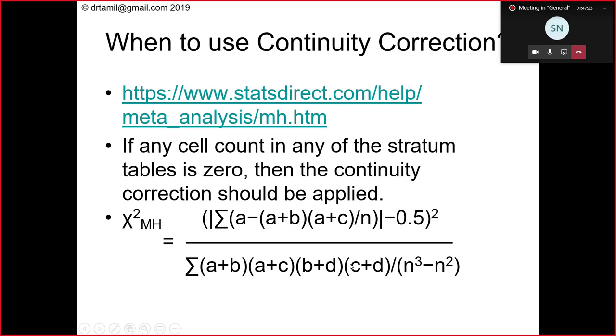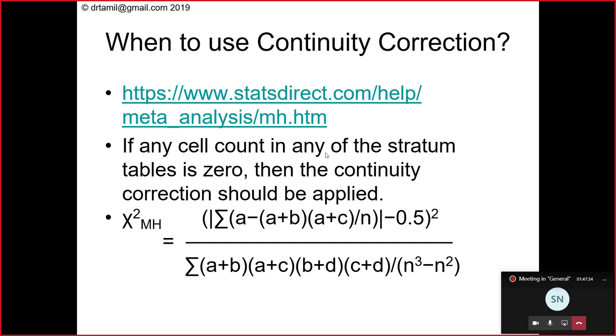Okay. So, doctor, when to use continuity correction? You only use the continuity correction when any of the cell counts in the stratum is zero. Then you do continuity correction. Why? Because if the value is zero, you cannot calculate the Mantel-Haenszel. That's why you have to do continuity correction.